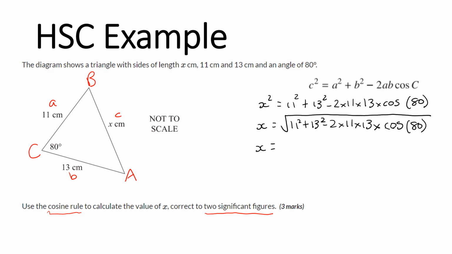And x will equal 15.5 centimetres. Now remember, our answer says two significant figures. So coming in from the left, my first two significant figures are 1 and 5, but we know that 5 will be rounded up to a 6. So it'll be 16 centimetres to two significant figures.